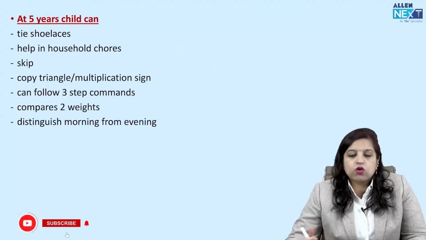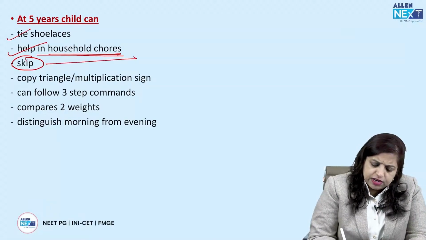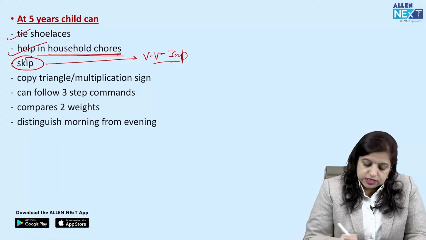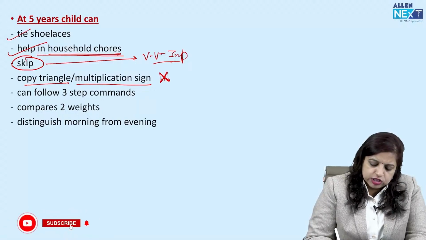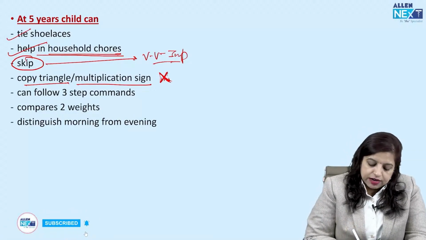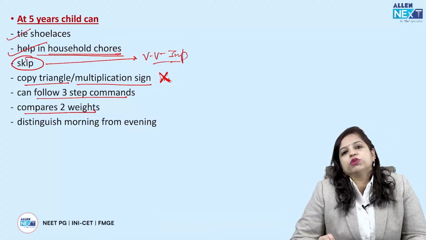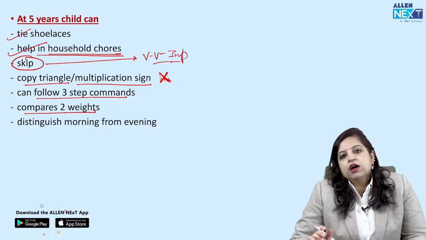At 5 years, what all can the child do? He can tie shoelaces, he can help in household chores. Again, very important: skip, very, very important, will help you solve many MCQs, which comes at 5 years. Copies a triangle or a multiplication sign. So actually a multiplication sign comes at 5 years. Can follow 3-step commands, can compare 2 weights, and can distinguish between morning and evening. So that also comes at 5 years of age.